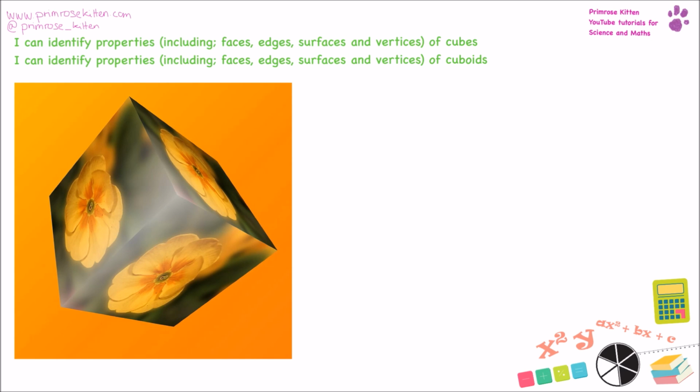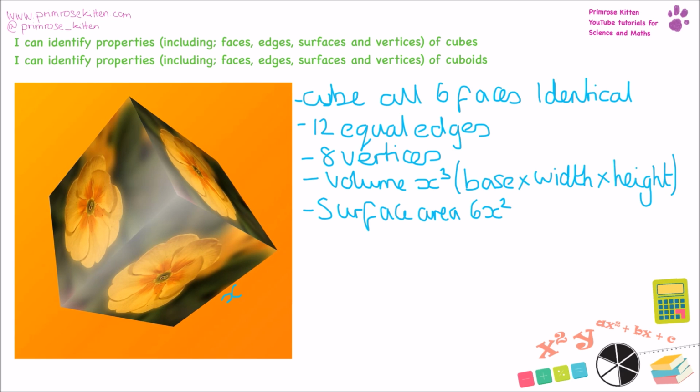When we are talking about cubes or cuboids, you need to know the faces, the edges, the surfaces, and the vertices. For a cube, it is going to be identical on all edges, which means all 6 faces are going to be identical, all 12 edges are going to be identical, and it's going to have 8 vertices. If we have an edge which is of length x, the volume is going to be x cubed, that is base times height times width, and the surface area is going to be 6 faces times x squared, because there are 1, 2, 3, then 3 behind. A cuboid is slightly different because each of the faces are not identical.